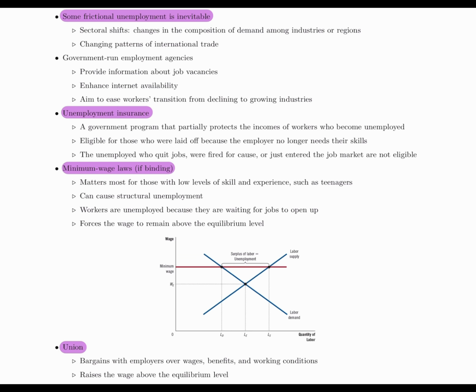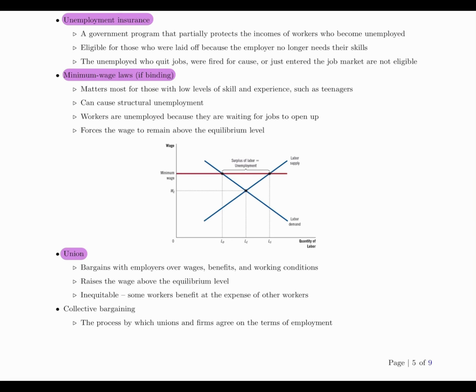Then we have the impact of minimum wage laws. These laws can cause structural unemployment, which affects those with low levels of skills and experience the most. And lastly, unions. You should look up the benefits and costs associated with unions. Unions can bargain for better wages, benefits, and working conditions for workers. However, they can also raise wages above the equilibrium level, which benefits some workers, but can do so at the expense of others.